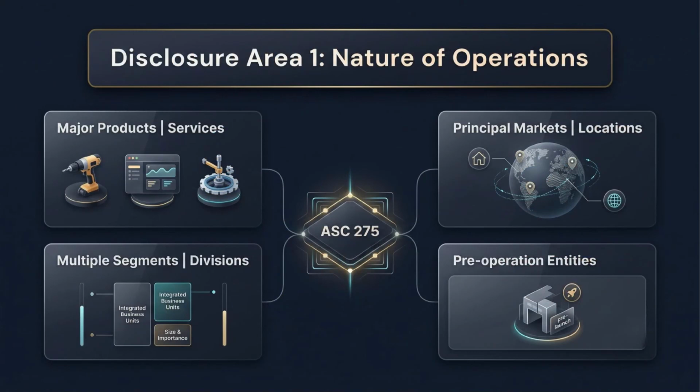The nature of operations disclosure gives users context. Before users can evaluate risk, they need to understand what the entity does, what products or services it provides, what markets it serves, and where it operates. This is especially important when an entity has not yet begun principal operations. A development stage or pre-operation entity may not have normal revenue yet, but users still need to understand the planned activity and risk profile. Without this context, estimates and concentrations are just numbers without a business story.